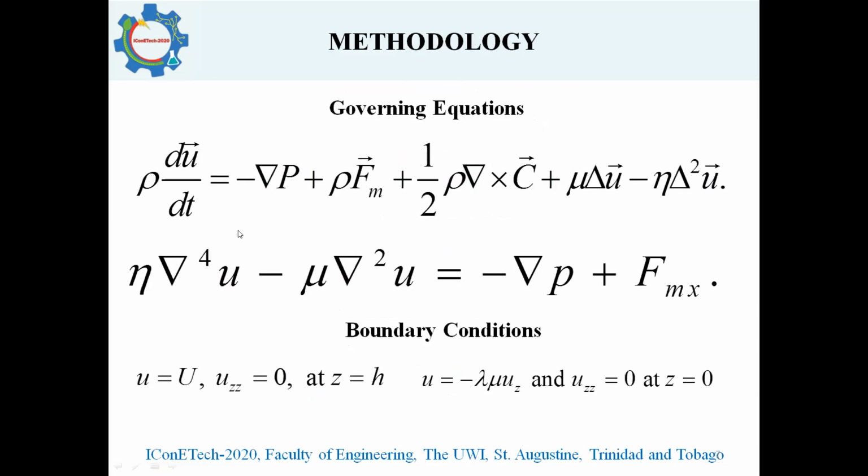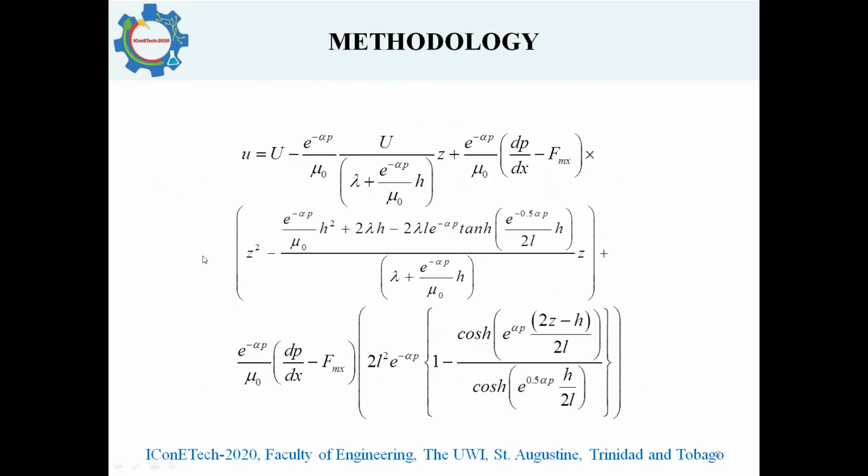The governing equation, where rho here is your density, U is the speed, and P is your pressure, and here this is the external force, your body couples, and mu will represent the kinematic viscosity, and eta is the parameter that is responsible for the couple stress. Under some limiting assumptions, this would reduce to the form here, and together with these boundary conditions, we solve for U.